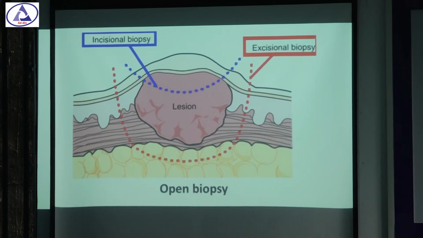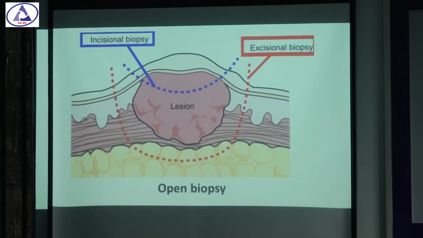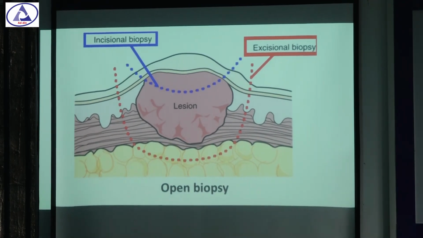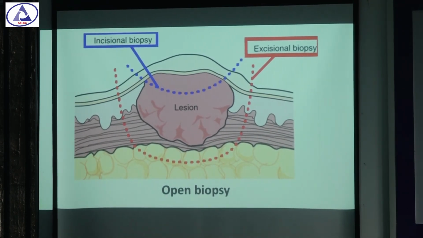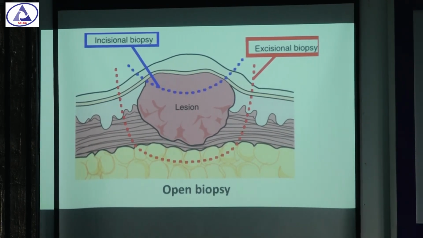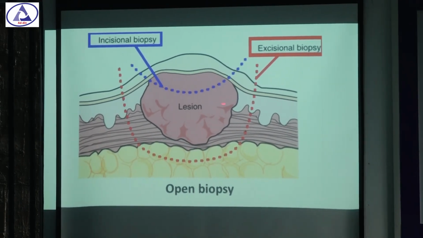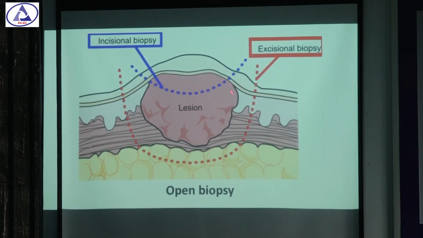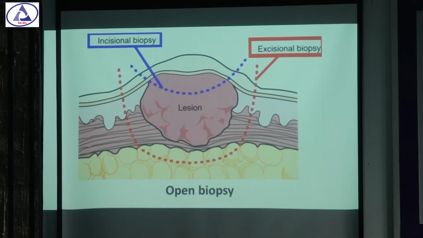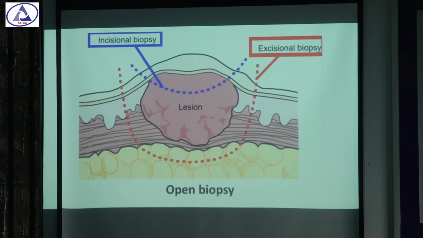The purpose of incisional biopsy is to make a primary diagnosis, and it is done when the lesion is very large and cannot be taken out in a single surgery. And the purpose of excisional biopsy is both therapeutic and diagnostic. As you can see, in excisional biopsy, the whole lesion is taken out. We can do it for staging, which is very important for the prognosis of the patient.